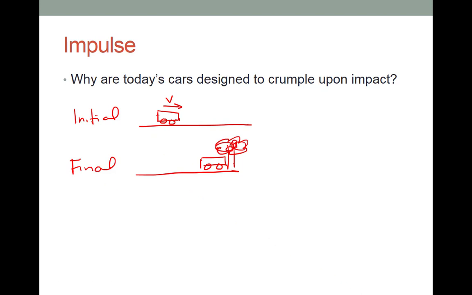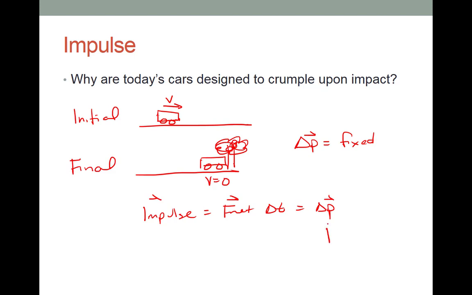For this, the change in momentum is fixed. The change in momentum is fixed by how fast you were going to begin with and the fact that you stopped. Nothing's going to change that. But if we look at the other definition of impulse, so remember, impulse is net force times time, which equals delta p.